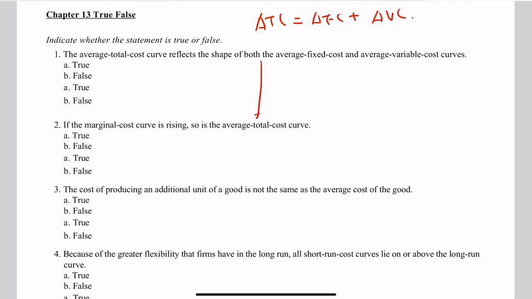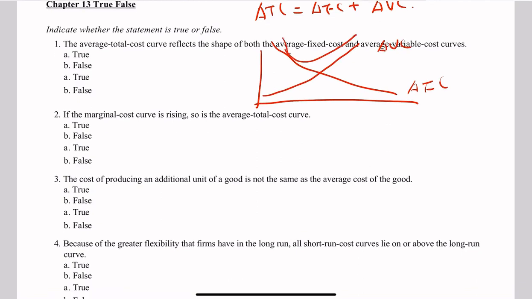And we also discussed that the ATC curve is just a combination of the AVC curve and AFC curve. So basically you can see that the first true-false question is actually correct. Second, if the marginal cost curve is rising, so is the average total cost curve.